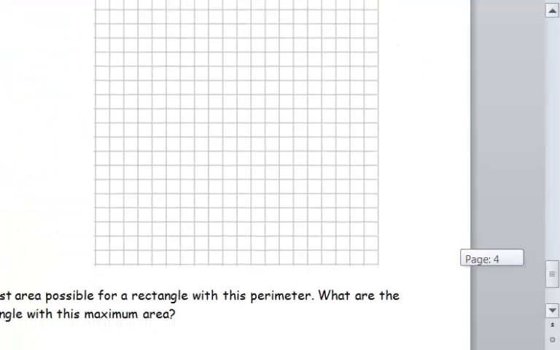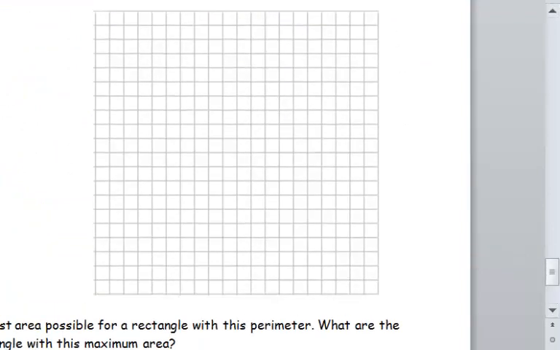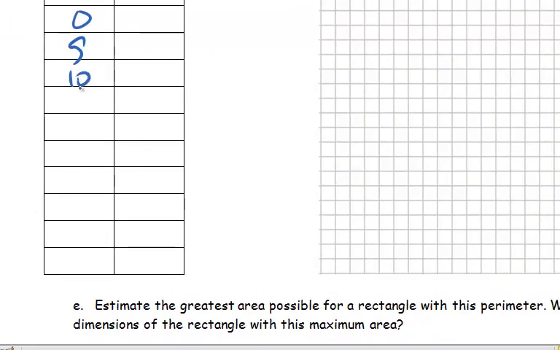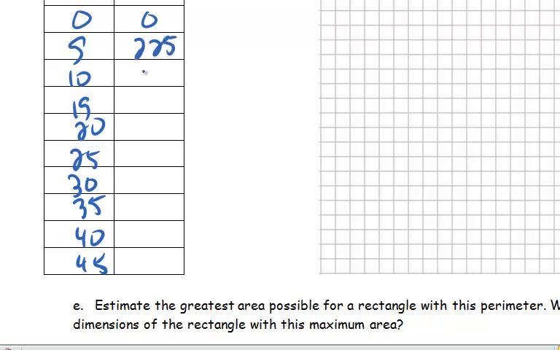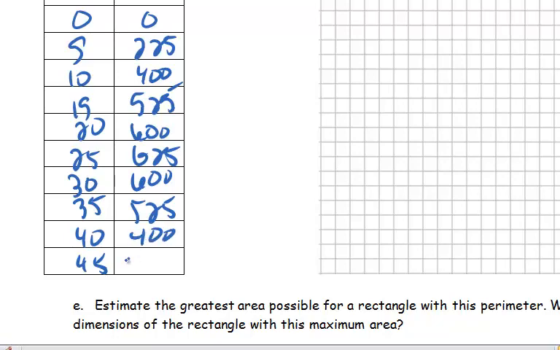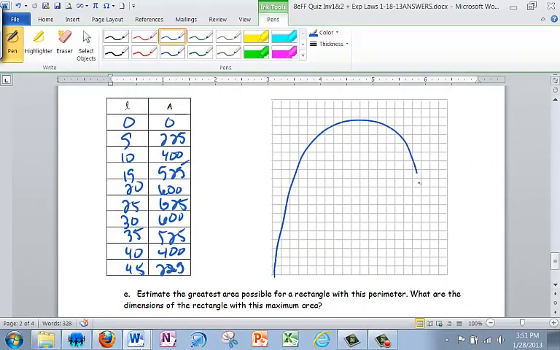Okay, so this, I'm not sure how much of this I want to do for you. Well, let me just give it to you. If the length is 0, I said to go by 5s. It makes the most sense. 30, 35, 45. The areas come out to be 0, 225, 400, 525, 600, 625, and then they go back down again. If you have trouble getting any of these, please let me know. I can help you. I'm just trying to do it relatively quickly. And then when you draw your parabola, it should come out looking like this. Okay? And the highest should be 625.